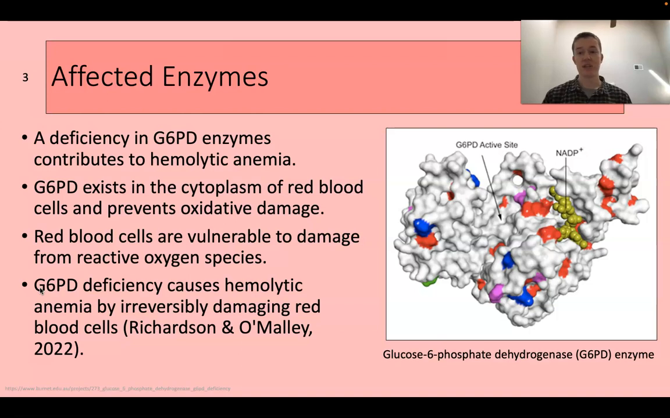And since red blood cells specifically carry oxygen, they are particularly vulnerable to damage from reactive oxygen species like hydrogen peroxide. And a deficiency in glucose 6-phosphate dehydrogenase often causes hemolytic anemia, since mature red blood cells lack the capacity to recover from oxidative damage to the cell membrane.